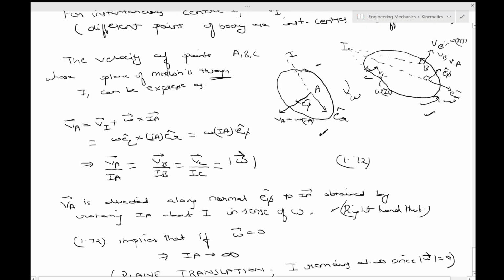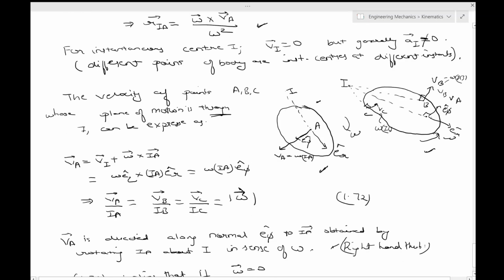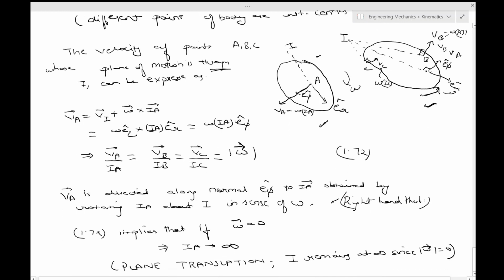So consider this situation. If the velocities of B and A are known, and they have the same plane of motion, which we are already showing by this omega, and they are known at a given instance, then the instantaneous center can be located in several ways by just using this expression.